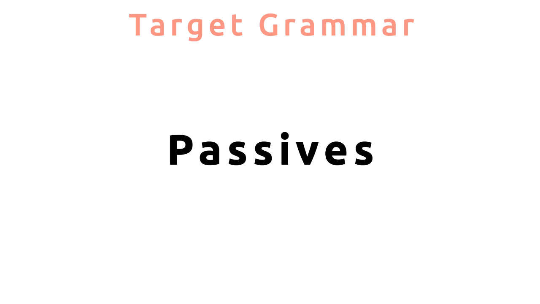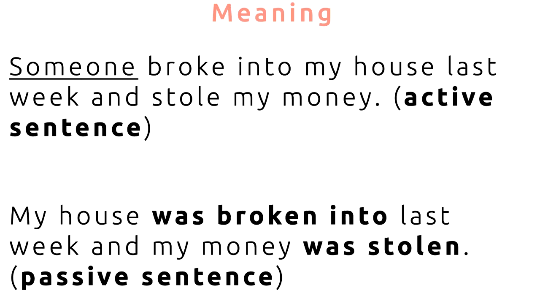The target grammar for this lecture is passives. Passives are types of sentences that we use in English. We have two main sentence types: active sentences and passive sentences. Let's have a look at the difference between the two. Look at this first example.